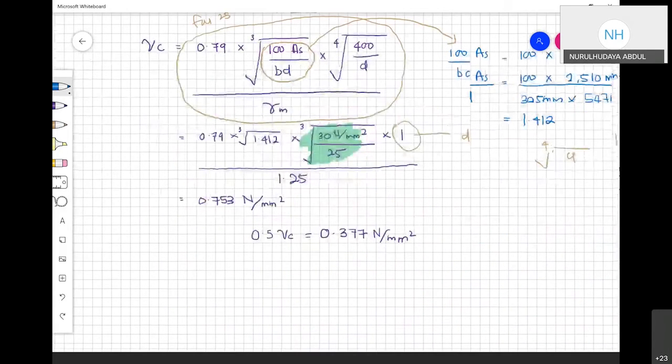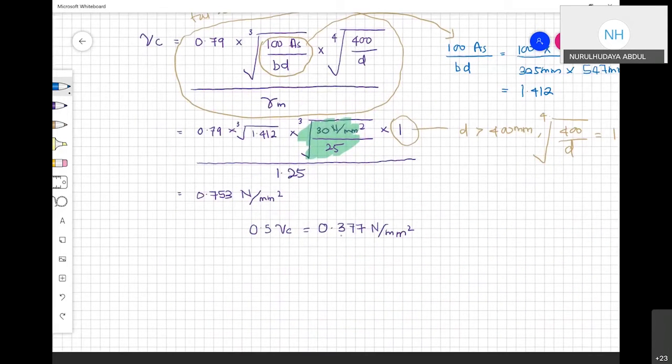1.451 compared with 0.377. Obviously, our V is bigger than 0.5 VC. And another thing that we also need to check is VC plus 0.4. So we take 0.753 and add it with 0.4, which gives 1.153. And obviously our V is still bigger than 1.153, because our V is 1.451.